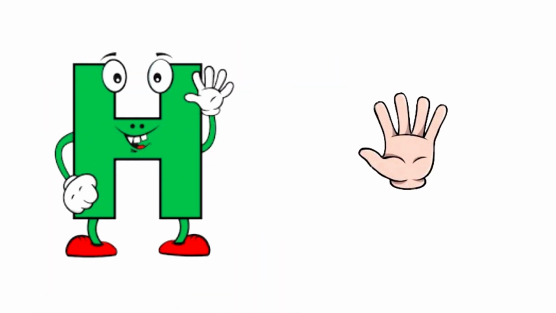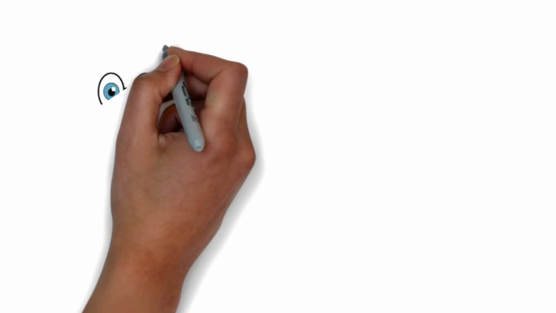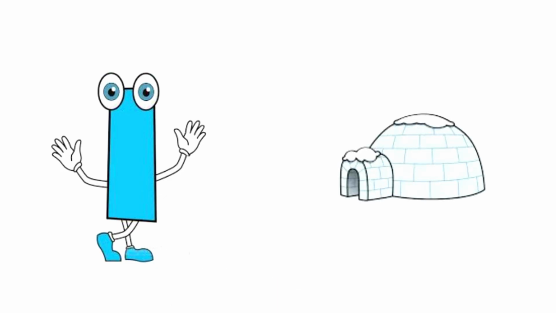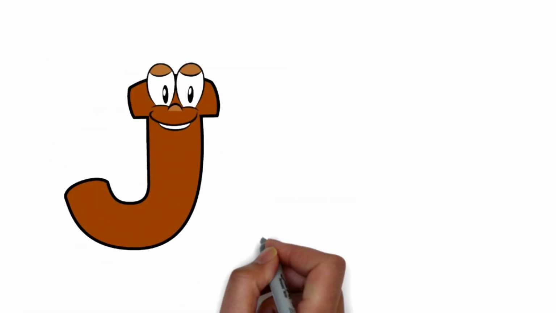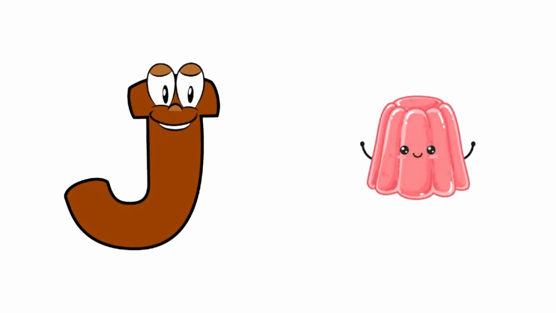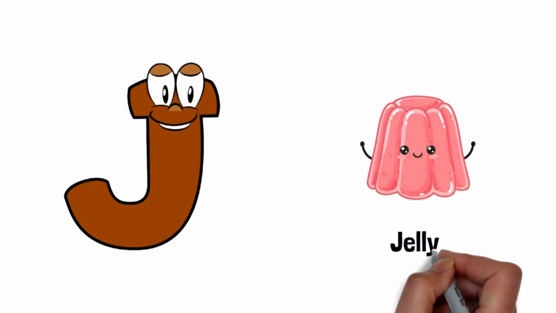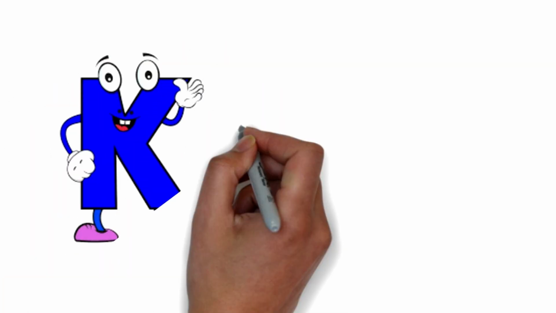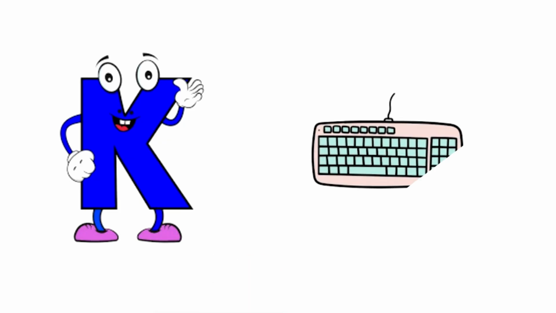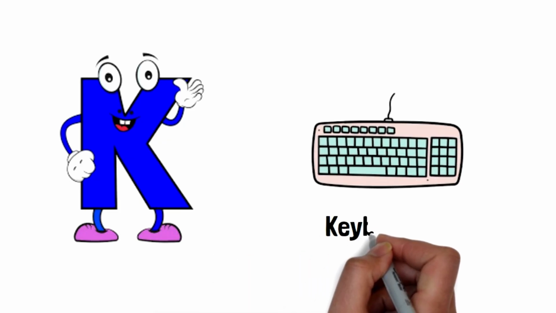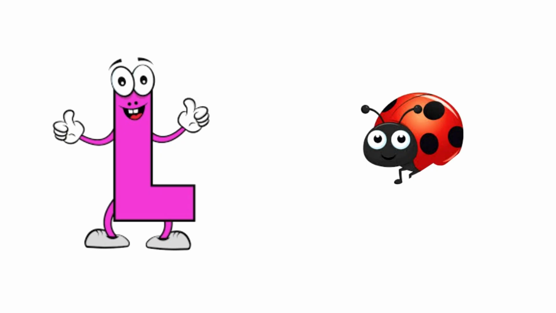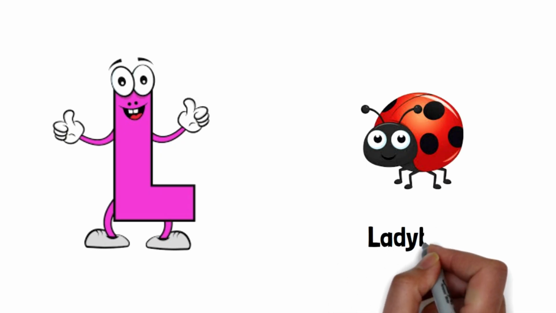hand, H, hand. I is for igloo, igloo, igloo, I, igloo. J is for jelly, jelly, jelly, J, jelly. K is for keyboard, keyboard, keyboard, K, keyboard. L is for ladybug, ladybug, ladybug, L, ladybug.